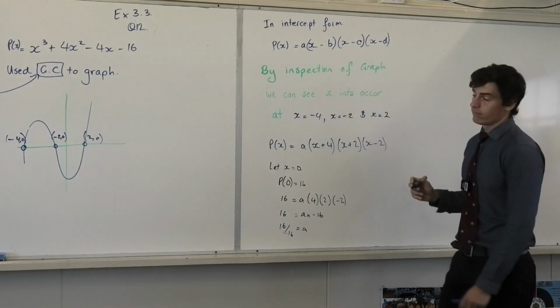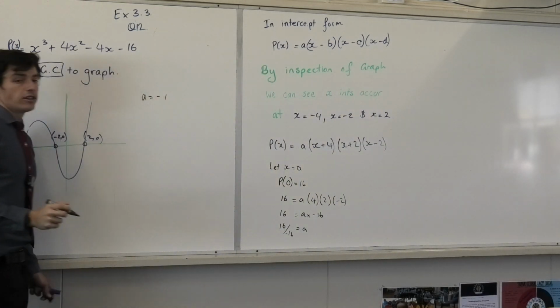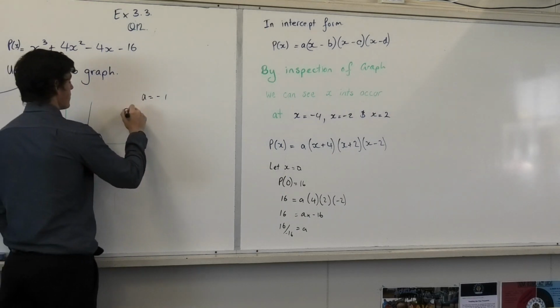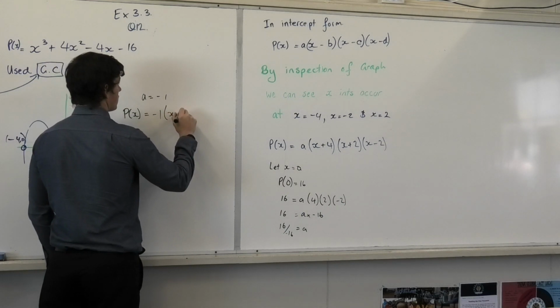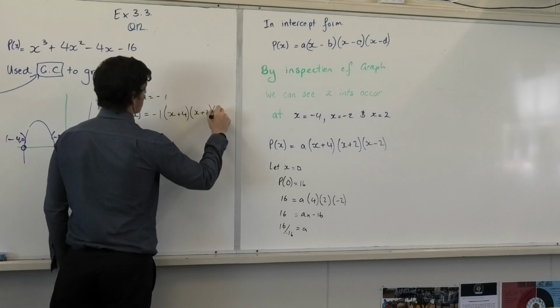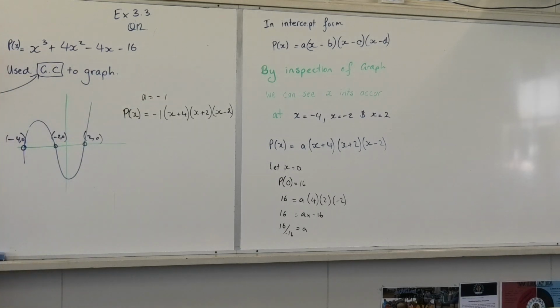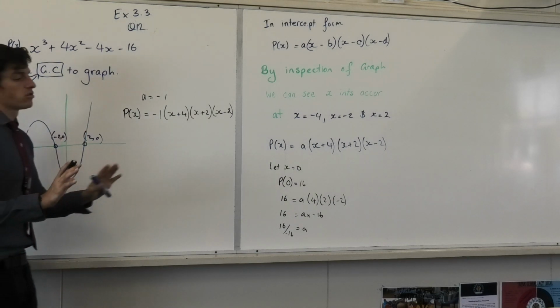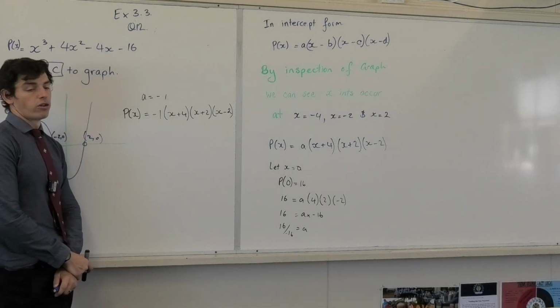A equals negative 1. Which means my equation p(x) can be represented as negative 1 times (x plus 4)(x plus 2)(x minus 2). Are we clear? I could also expand the negative into one of those terms, but I'm just going to leave it like that because I'm suspicious that it will create more confusion.